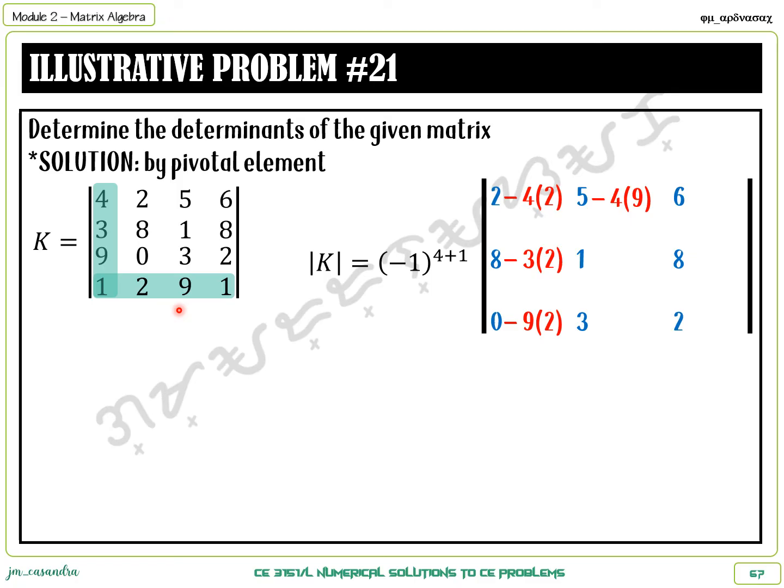So for 1, that will be 3 and 9. So minus 3 times 9. And for 3, that will be 9 times 9. So 3 minus 9 times 9. Then for 6, that will be 4 times 1.